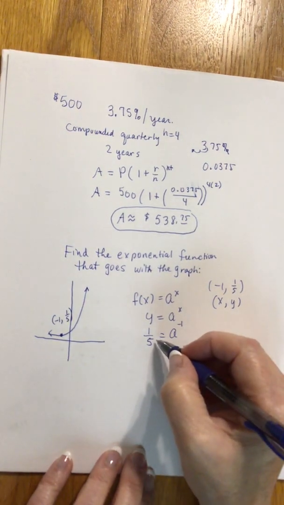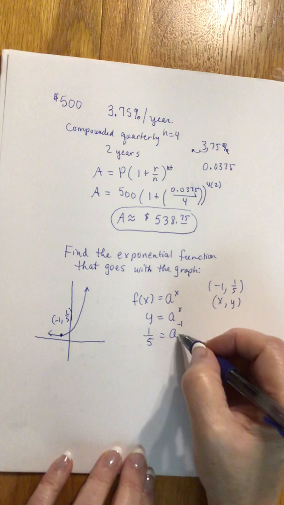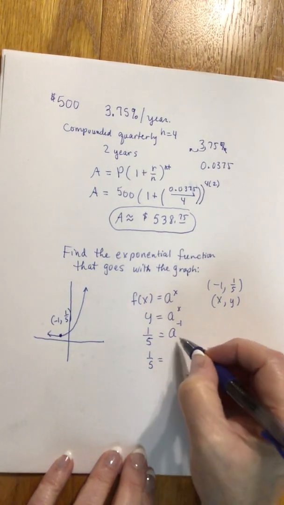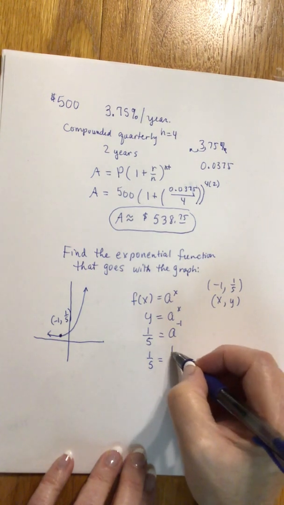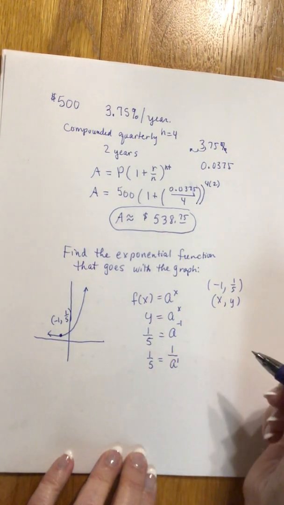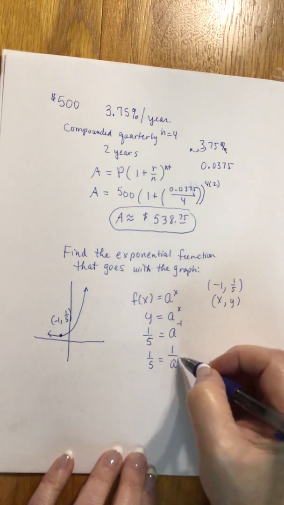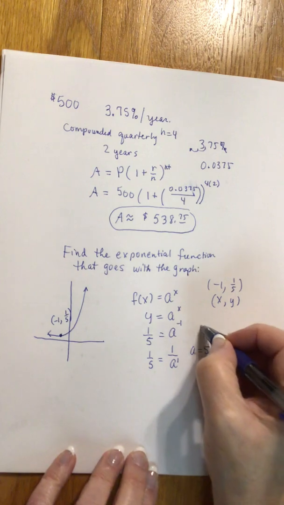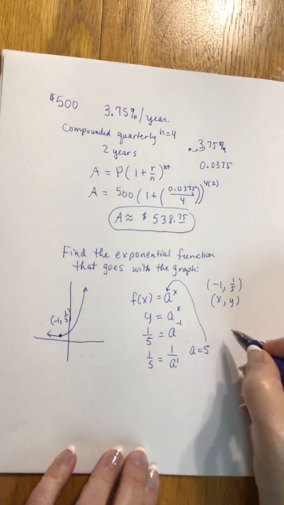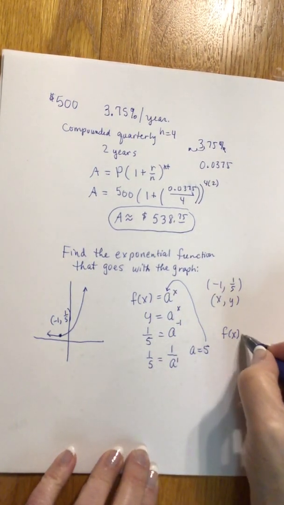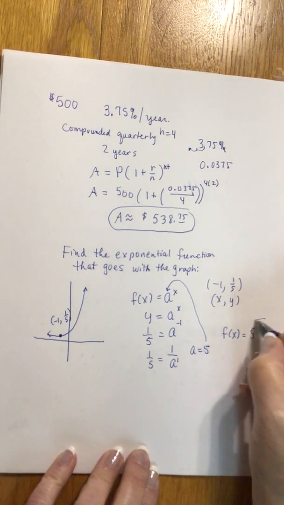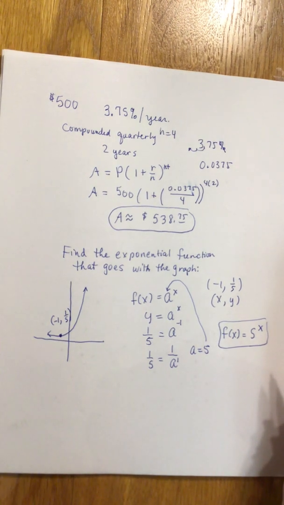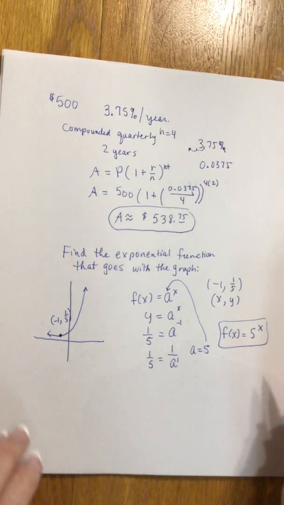So you can bring this to the top or you can bring this to the bottom. It doesn't matter which way. So if I say 1/5 equals, to make this positive, I'd move it to the denominator. So 1 over a to the first. So 1 over 5 equals 1 over a, that tells me that a equals 5. So now I take the 5 and I plug it in for a. And that's where my function is: f of x equals 5 to the x. Okay, let's try another one.